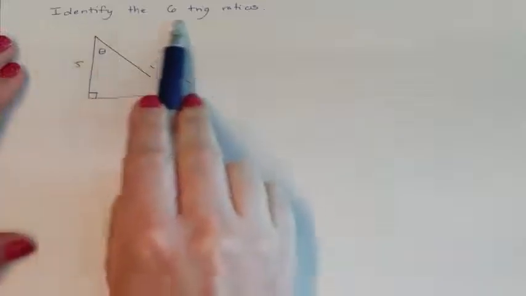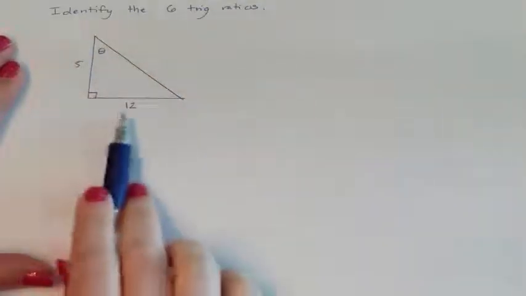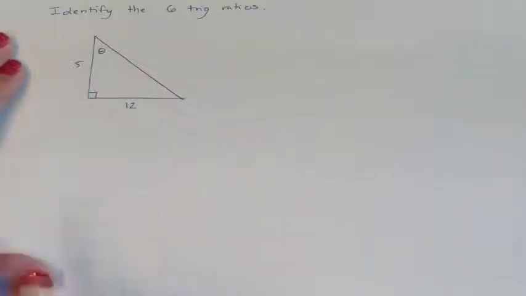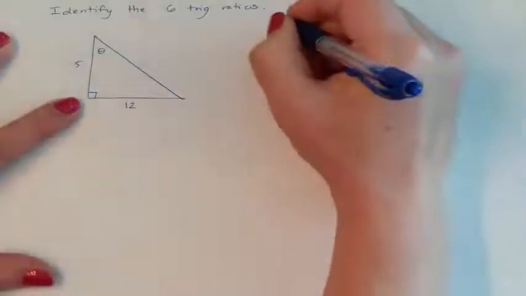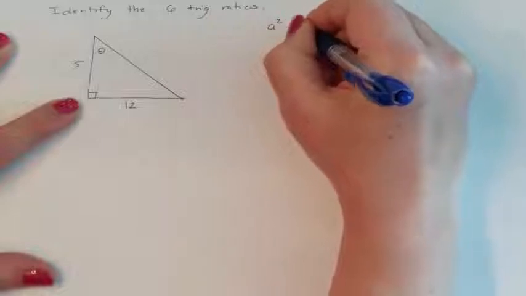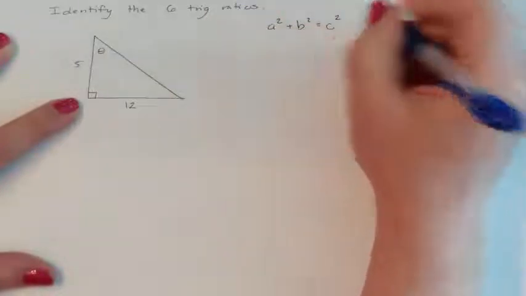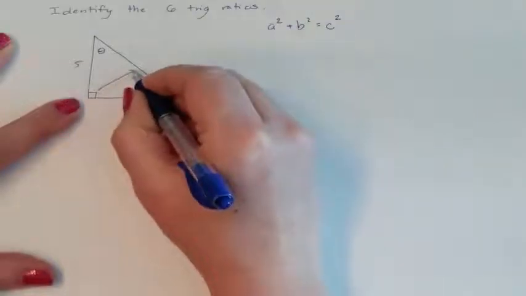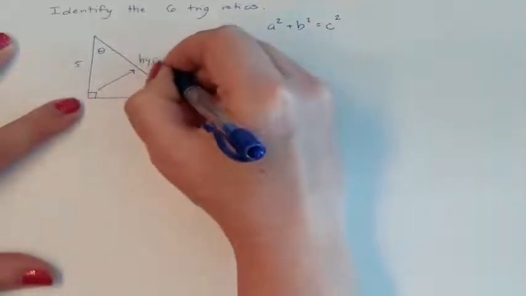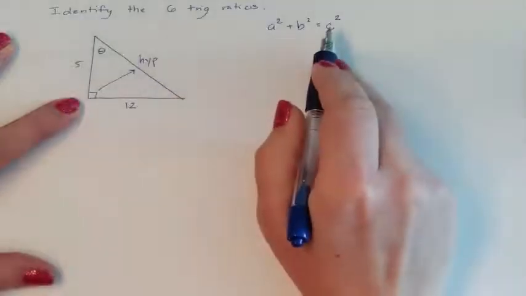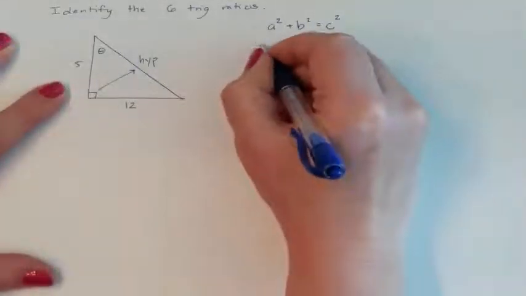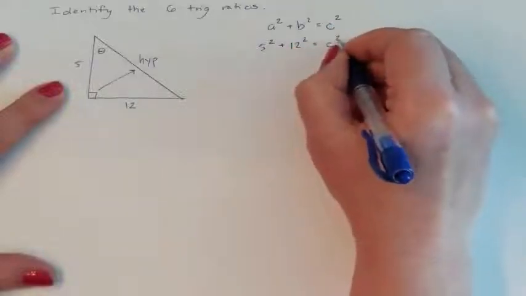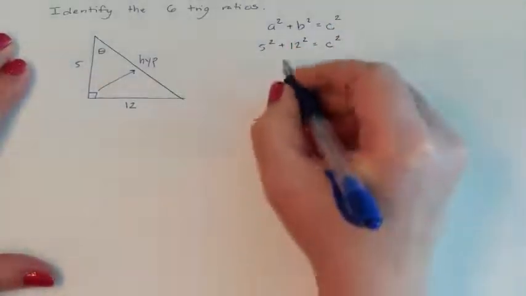So we're given a problem. We're asked to identify the 6 trig ratios, and this is our right triangle. I noticed that I only have 2 of the 3 sides. Because it is a right triangle, we are allowed to use a squared plus b squared equals c squared to find the missing third. The missing third is directly across, which means it is our hypotenuse, which is always c. So I have my a and I have my b, and my job now is to find the missing c. So we're going to go ahead and solve for c.